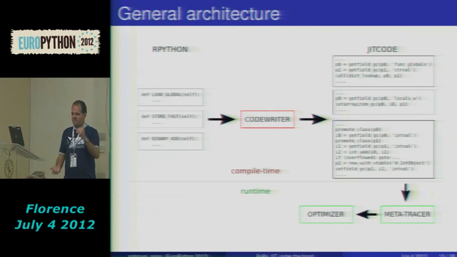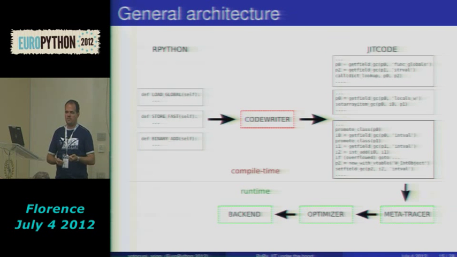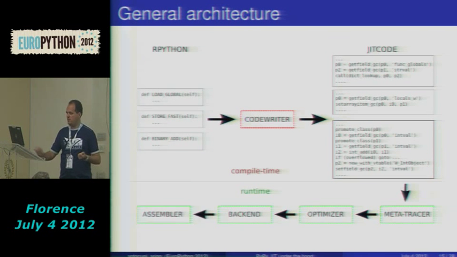Then, after we have this very, very long trace, we can give it to the optimizer, and the optimizer does a wonderful job. It really takes a trace which is so long and reduces it to two or three operations, which is what we can then compile. We send this optimized trace to the backend, which emits the assembler code, we execute it, and we are happy.